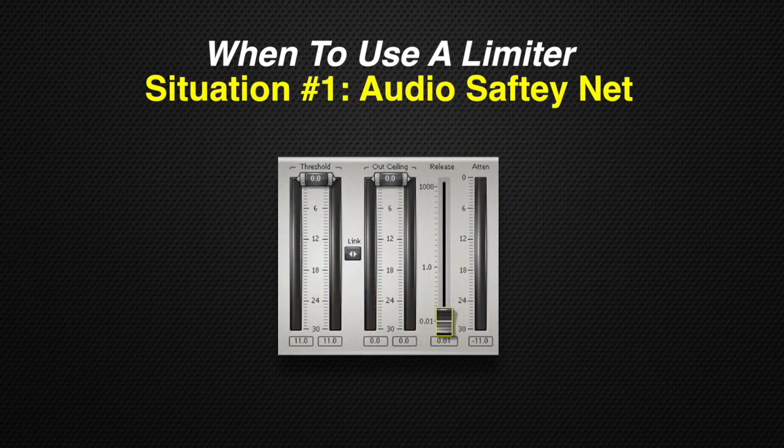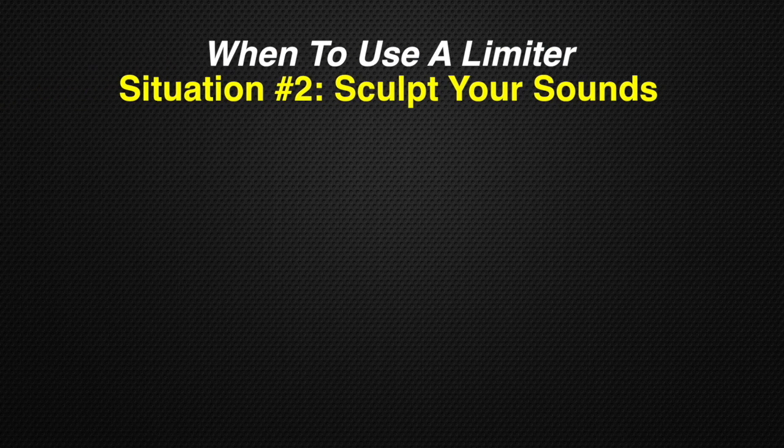As you can hear, attenuation is happening when the louder part of the vocal comes in, and we avoid clipping. So that is situation number 1, provide an audio safety net. The second situation in which we'd use limiting is to sculpt our sounds.